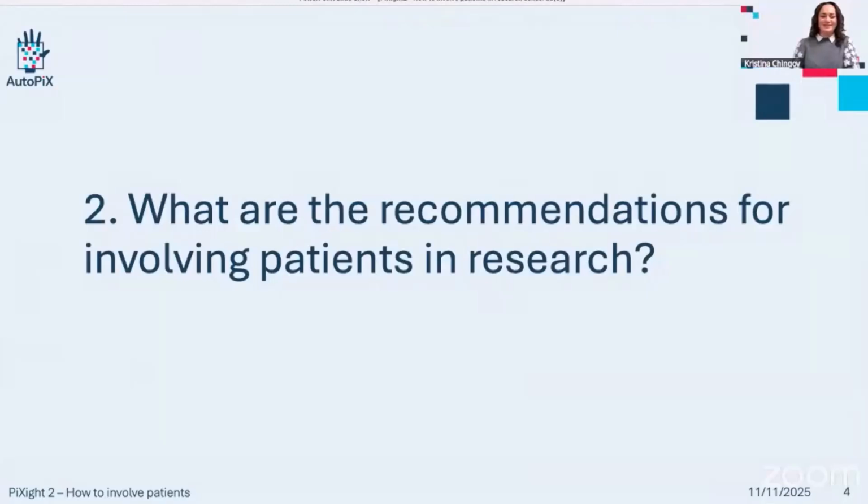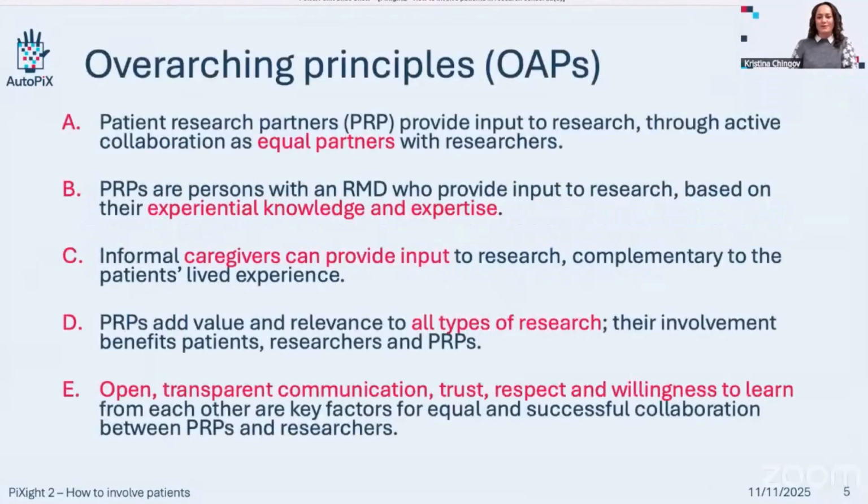And so I will present the EULAR recommendations for involving patients in research. But before I start with those, I would like to shortly emphasize the 5 overarching principles that are developed by EULAR. And of course, the first one states that patient research partners should be considered as equal partners in any research project. And these are people who actually contribute with their own lived experience and with their expertise of a trained patient research partner that is done through the EULAR PRP course. Of course, caregivers can as well provide their input, but this can only be complementary to the patient's lived experience.